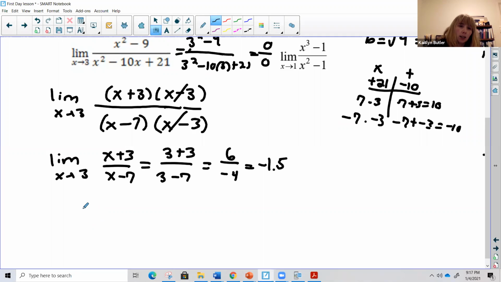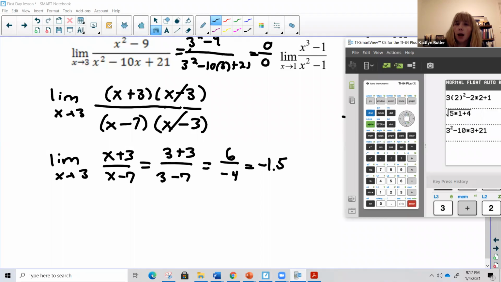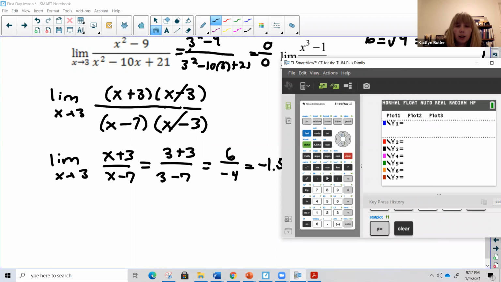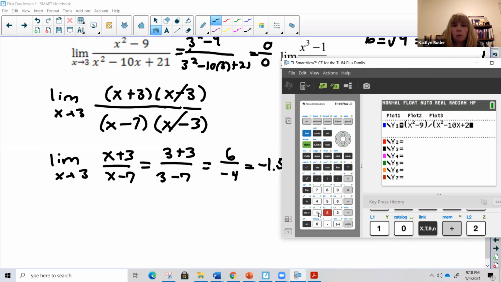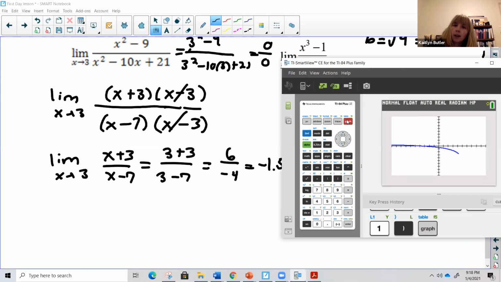And so I don't know exactly what this graph looks like, but I guess we can graph it. What is going to happen is you're going to have a hole at that point. So if I graph this, I'm going to have x squared minus 9, and then... All right, let's try that again. So x squared minus 10x plus 21. And if I'm dividing by multiple terms, I need to put them all in parentheses. If I graph this, it looks like that.